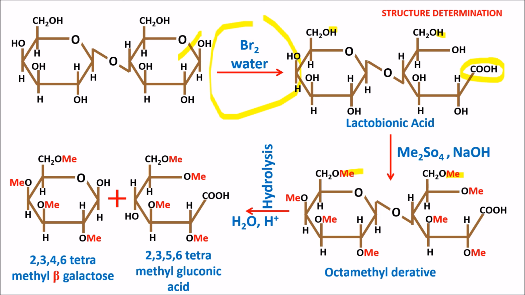So the formation of 2,3,5,6 tetramethyl gluconic acid suggests that C5 of the reducing sugar is involved in the pyranose ring formation and C4 of the glucose is involved in the linkage in lactose. So C4 of glucose is linked to C1 of galactose. So here the C1 to C4 linkage of lactose is confirmed by this reaction.